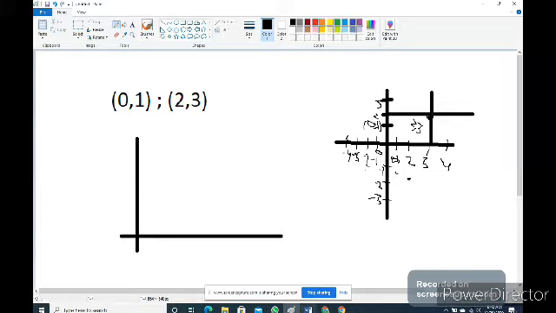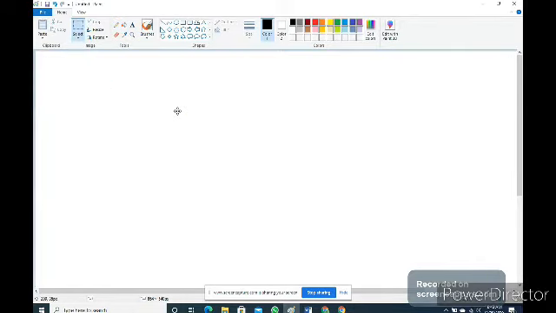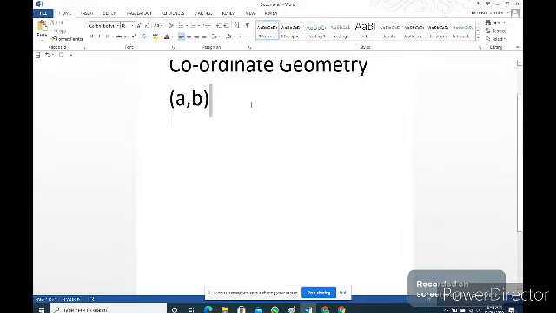This chapter is finished. Now let's start with linear equations in two variables. So what do we mean by a linear equation? What do we mean by an equation? Let me tell you.